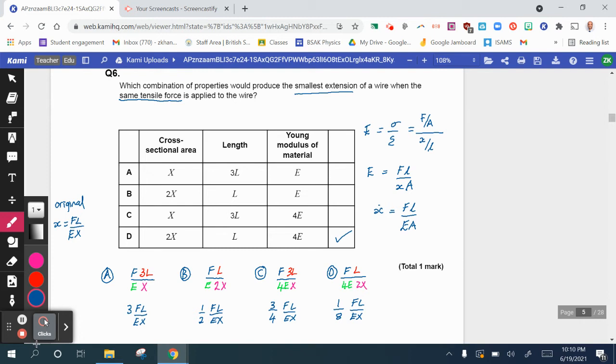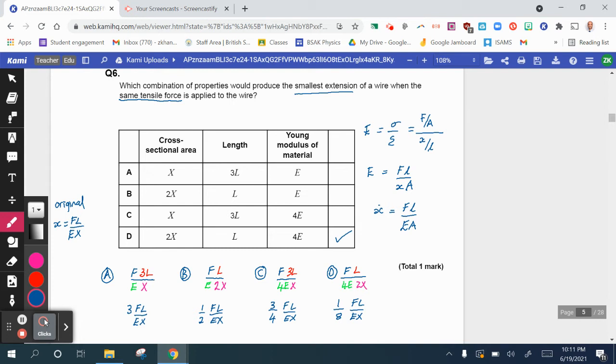The next one, C. Same tensile force, and the length is 3 times the original length, so I put 3L in the position of L. It's 4 times the Young's modulus, so in the position of E, I've put 4 times the Young's modulus. The cross-sectional area remains the same, so I've put X there, and those numbers come out to the front. So it's 3/4 of the original.